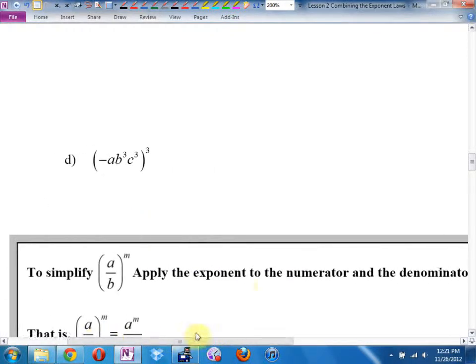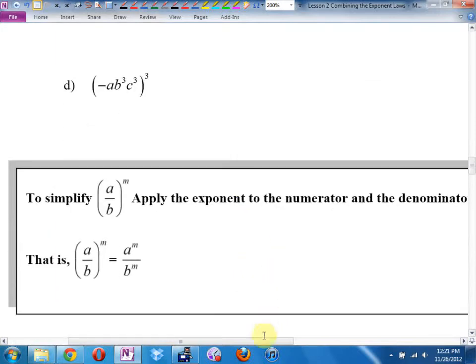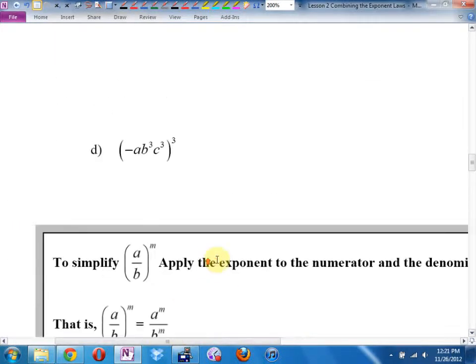Turn the page. Couldn't quite fit D on the previous page, so okay.